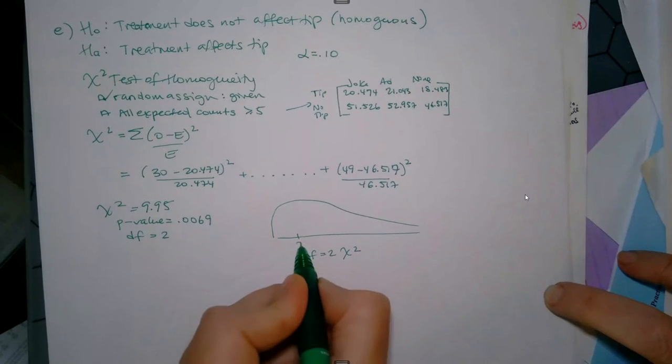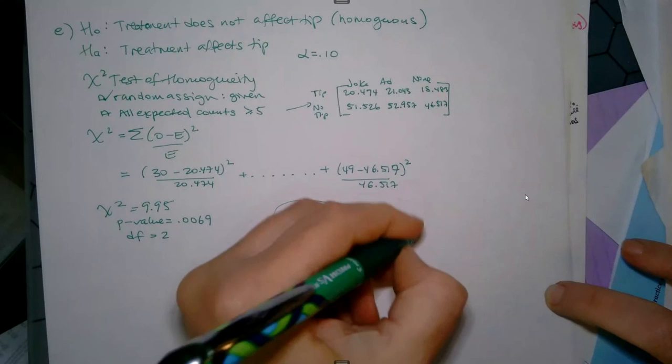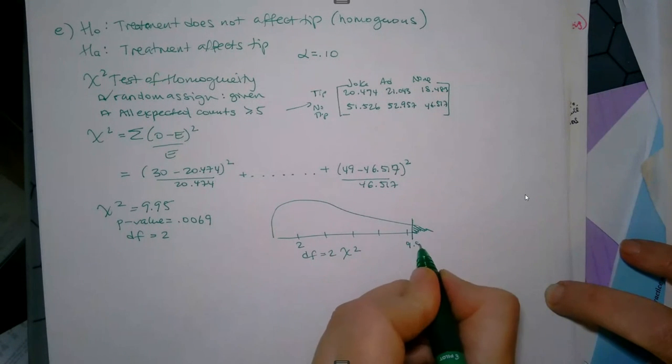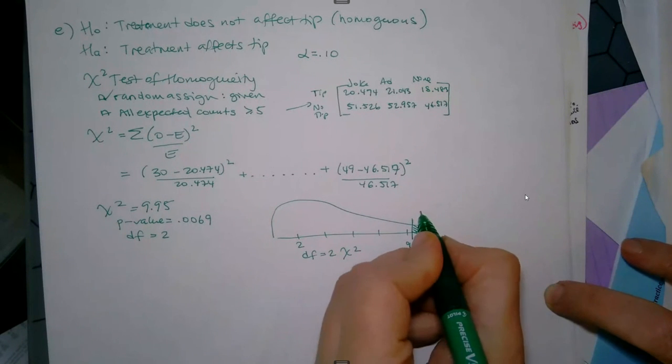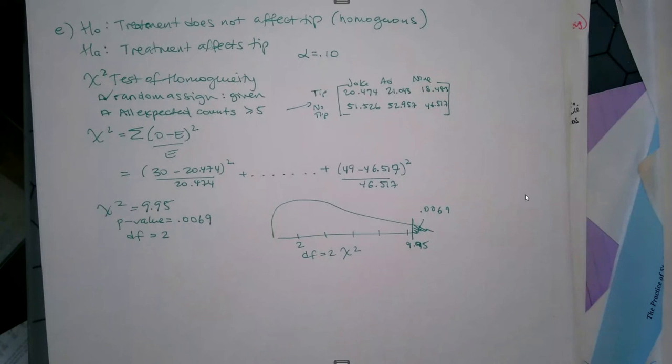If you're feeling graphy, this is a degree of freedom 2 chi-squared. This peak is at 2. You want to figure out where the 9.95 is? It's going to be kind of over here in the really, really short part of the graph. This is my 9.95. The shading is 0.0069. All right, and then please go ahead and do the conclusion and your decision.